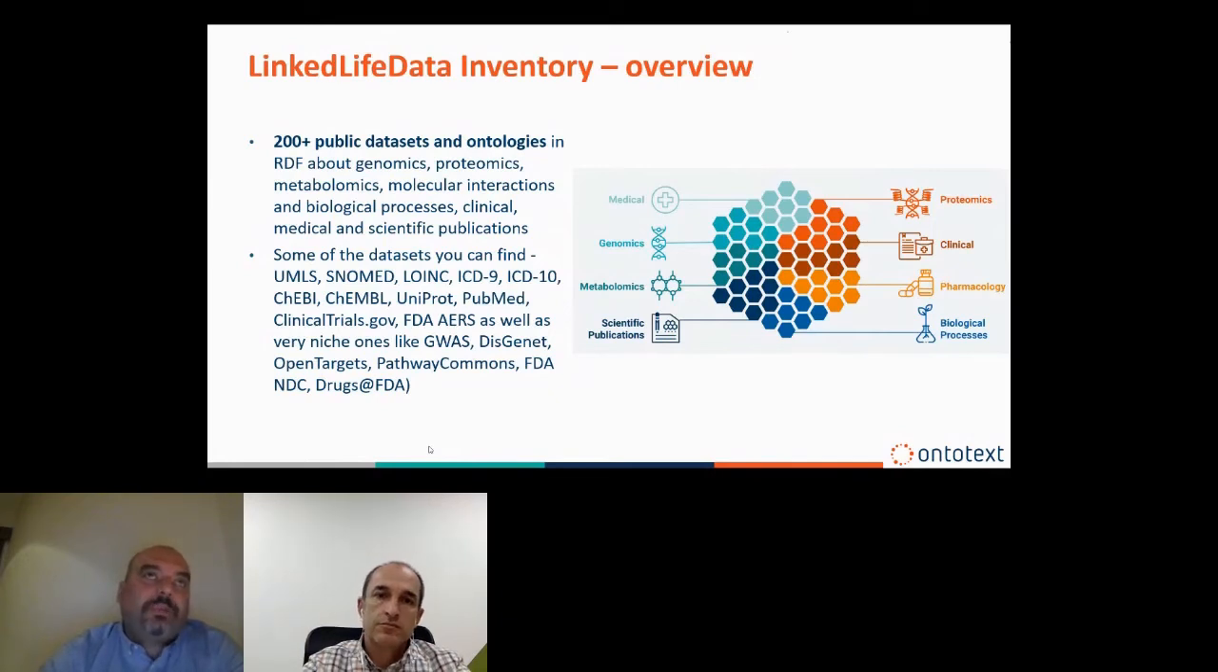So for that purpose, we keep our model, our transformation of those ontologies into RDF. And why is this important? Because we use all these ontologies to semantically normalize the data for all other metadata-rich data sets, like, for example, Pathway Commons, FDA National Drug Code, DrugSet FDA, and any other data sets that you see listed here in the slides.